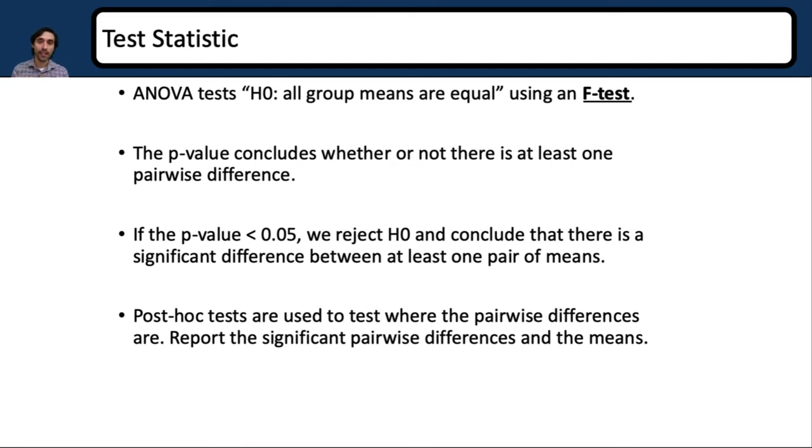All right, the F test is a ratio within other equations that basically focus on between and within groups. We'll get to that here in the next slide. The p-value from that F test determines whether there is at least one pairwise difference. If we're looking at the p-value, we can reject and conclude that there is a significant difference between at least one of the pair means. But then the post hoc tests are used to test the pairwise differences in between.